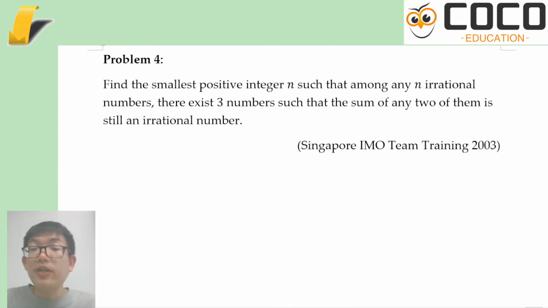Now, let's look at one final example. This is from Singapore's IMO team training materials. So it was used as a practice problem back in 2003. The question here is asking you to find the smallest positive integer n such that among any n irrational numbers, there exist 3 numbers such that the sum of any 2 of them is still an irrational number. Take a while to process this, if you will. Pause the video if you want to think about it.